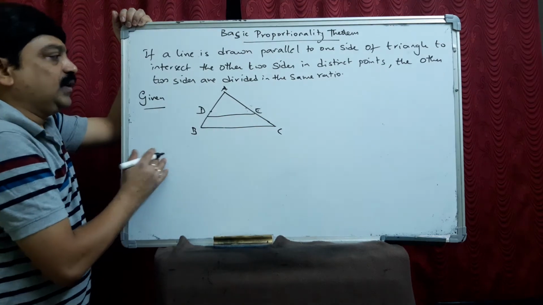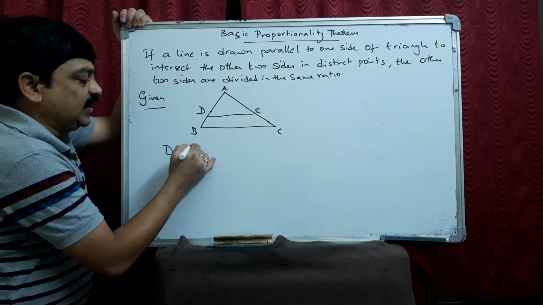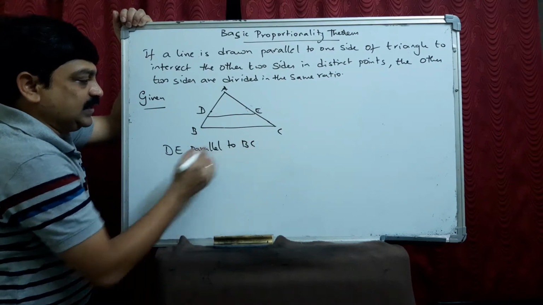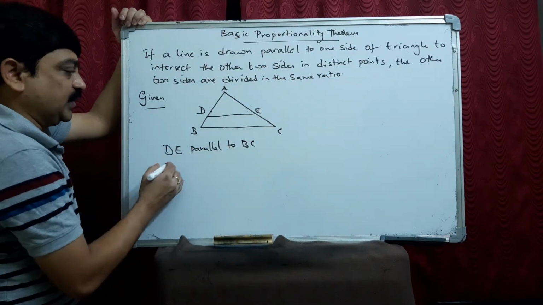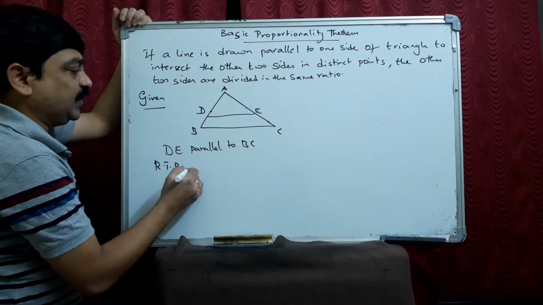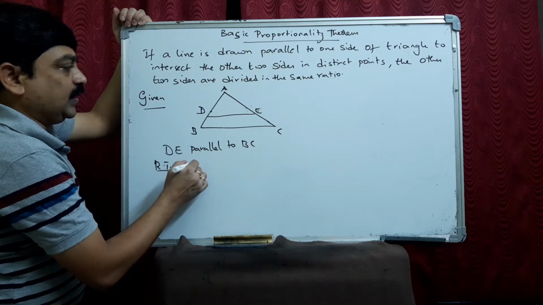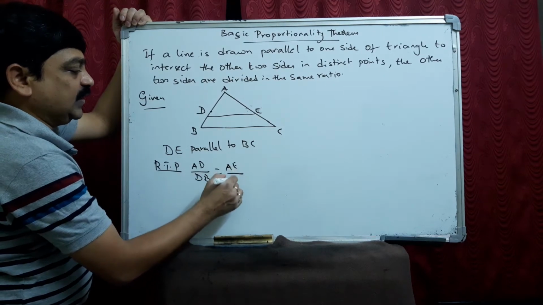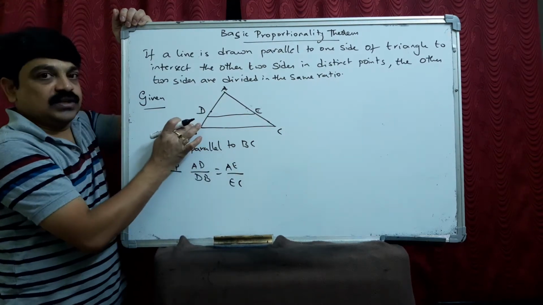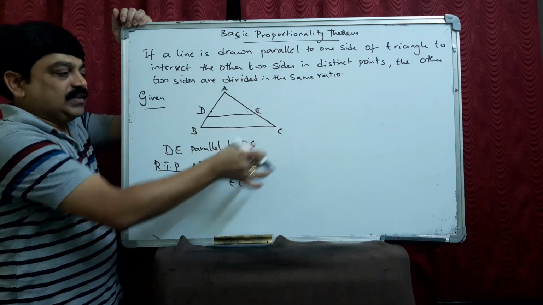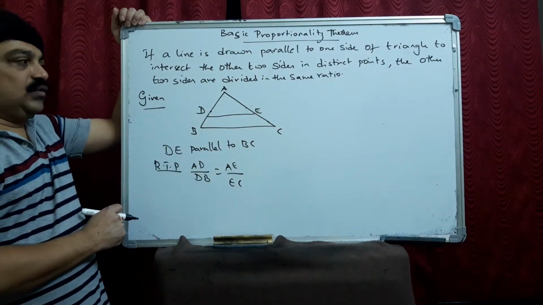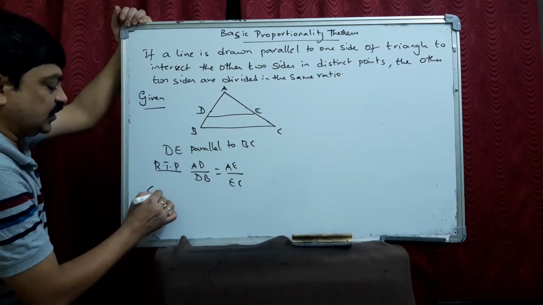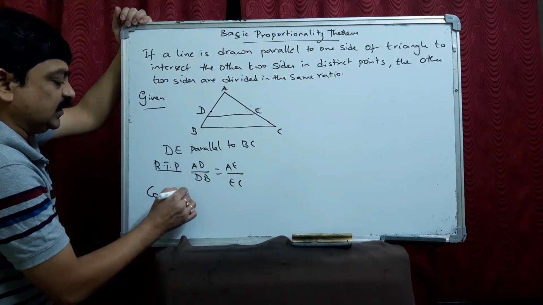So what is happening here? Given DE is parallel to BC. What is RTP here? RTP: AD by DB is equal to AE by EC. The ratio of this side to this side, the corresponding sides, divides in the same ratio. This is what we have to prove. To prove this we need a small construction here. Then we can do it easily.